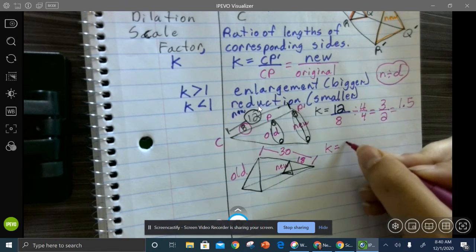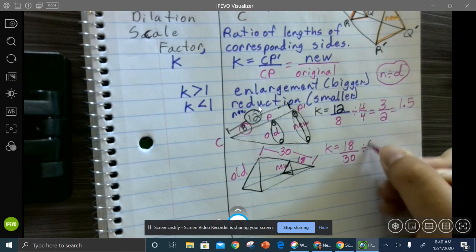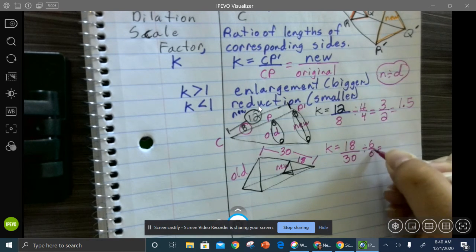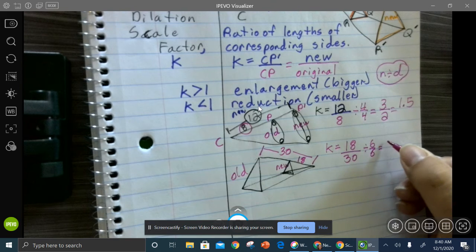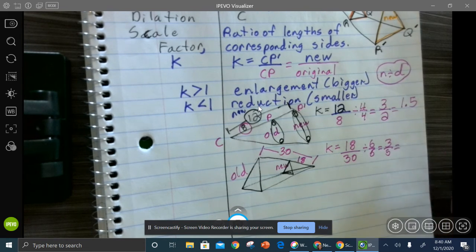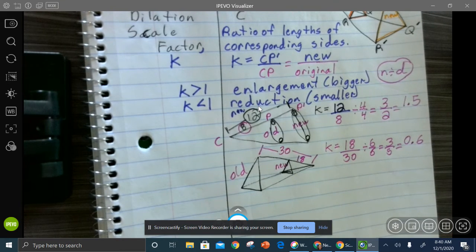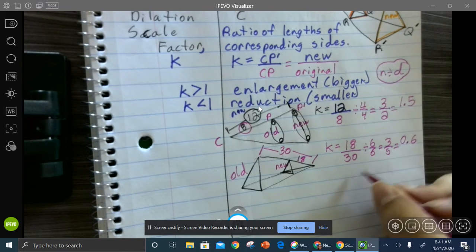So it's going to be 18. Remember, it's new over old, over 30. We can divide both of these by 6. We could also always start with 2 because they're both even. So we get 3/5. As a decimal it would be 6/10.